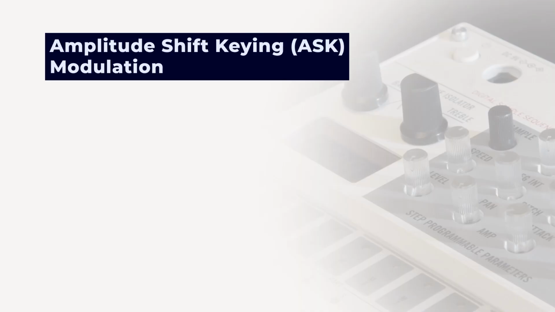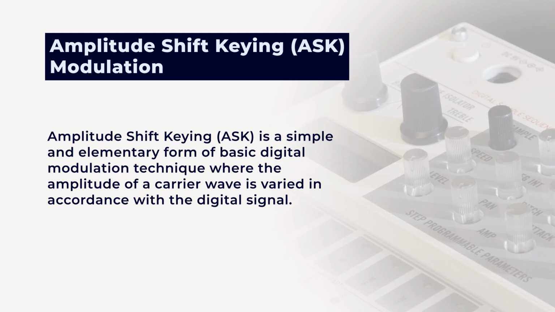Here we study first amplitude shift keying, that is called ASK modulation. Amplitude shift keying is a simple and elementary form of basic digital modulation technique where the amplitude of the carrier wave is varied in accordance with the digital signal. The carrier wave is typically a sinusoidal waveform and the amplitude changes discretely based on the modulating symbol.